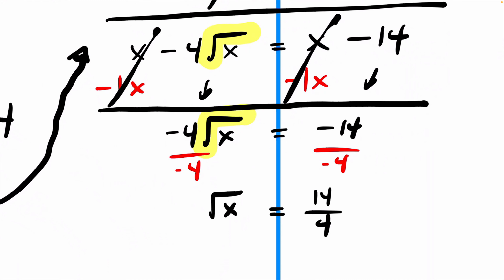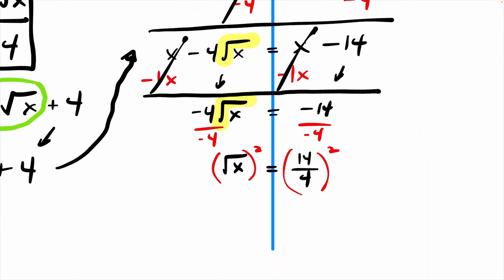Last step, how do I get the square root by itself? Square it. The square root of x squared is x, right? How do I square root a fraction? If you don't know, your calculator knows. Ask your calculator. Put it in just like that, and it'll tell you what it is.